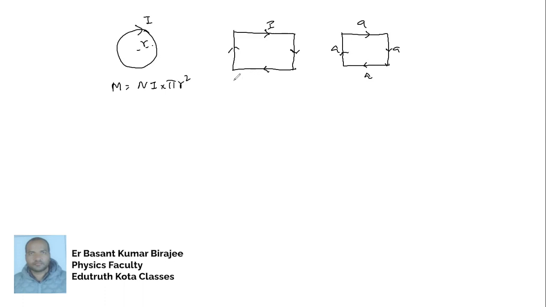Here you have, if this side is A and this side is B, then you have N I A into B, where A into B is the area, and here you have the magnetic moment. N is the number of turns, and A square is the area of the square. This is the magnitude, but what about the direction?